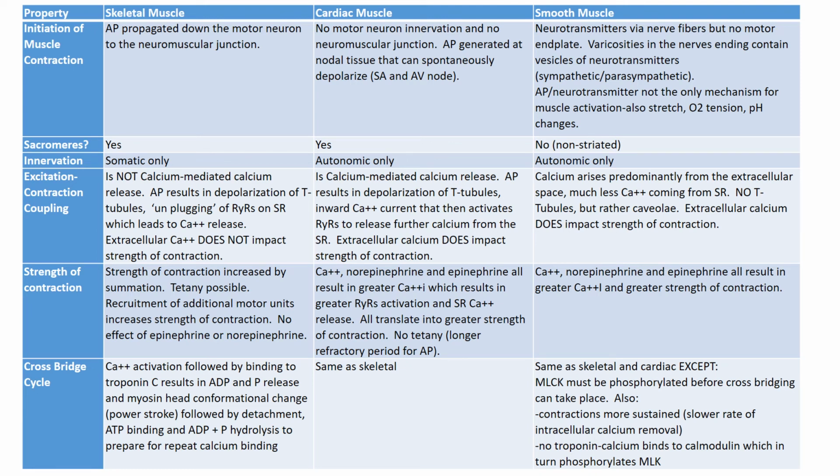Now, smooth muscle is similar to cardiac and skeletal muscle, except it has this myosin light chain kinase, which must be phosphorylated before it can precipitate muscle contraction. And there is no troponin in that circumstance, but rather calcium binds to calmodulin, which in turn phosphorylates myosin light chain kinase. So that is an overall summary of many of the concepts that we talked about, and also compares and contrasts what I think are the key differences between skeletal, cardiac, and smooth muscle.